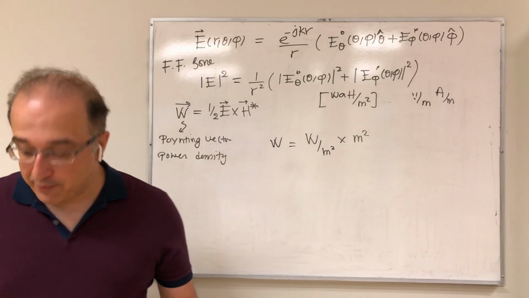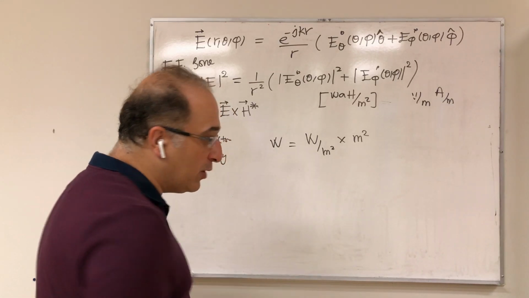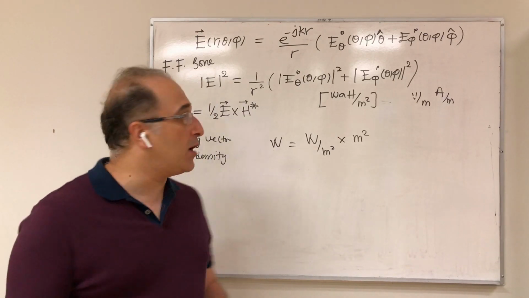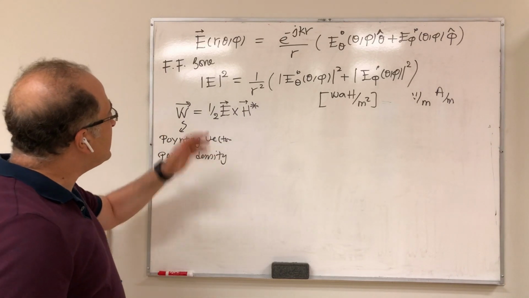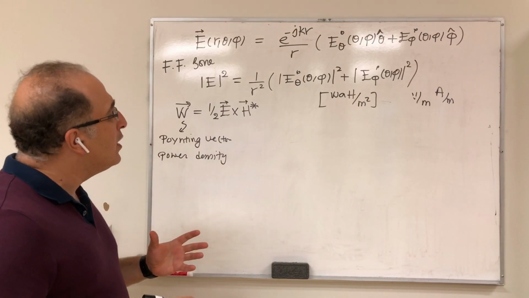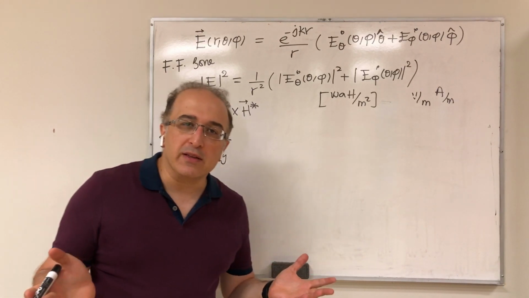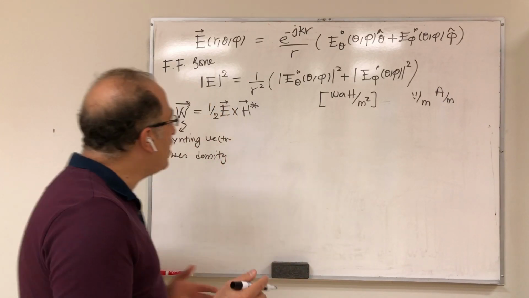So that's why we have power density, because then we're collecting that power density with some area in terms of meter square. Anyways, this is my power density. Now, I'm talking about far field here.